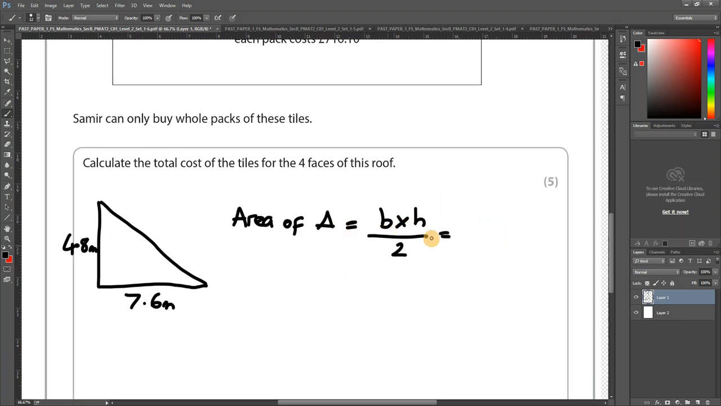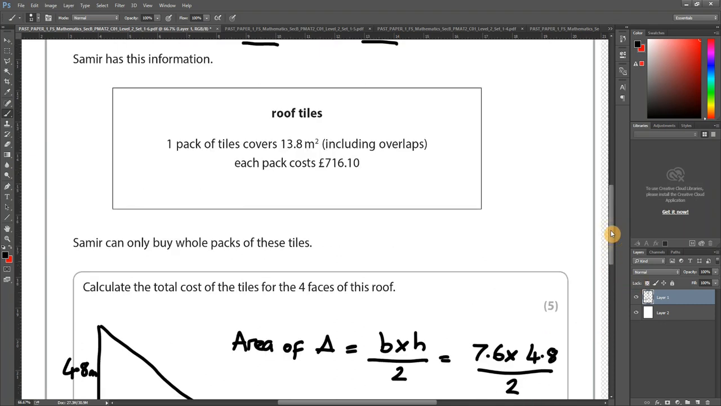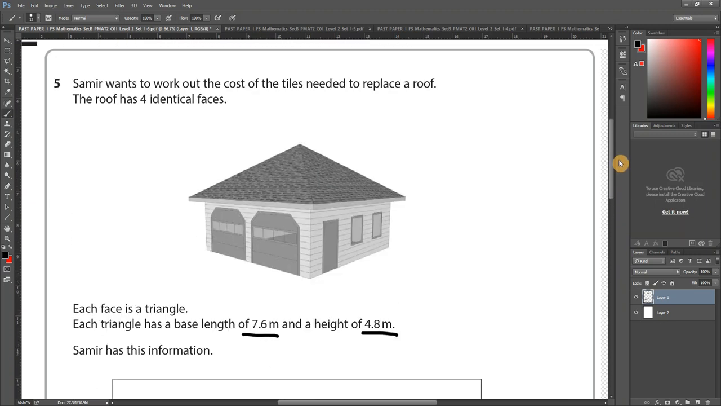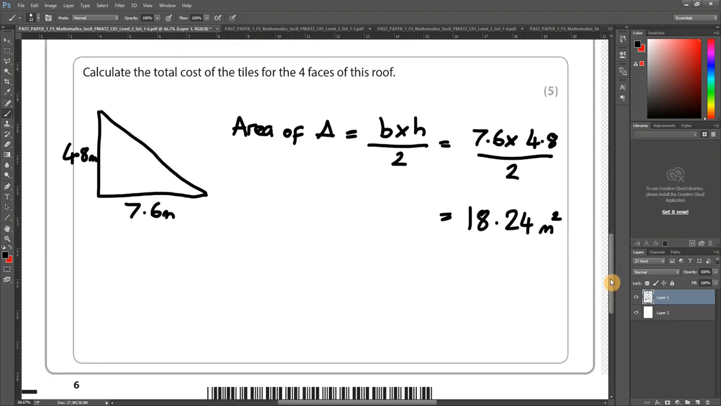So obviously it's 7.6 times 4.8 and you halve it. Yep, so just type that in our calculators. So I'm going to do 7.6 times 4.8 divided by 2 and you get 18.24, and that's going to be meters squared. So that's for one of these tiles. We've got 4 identical ones, so I'm going to times that by 4.